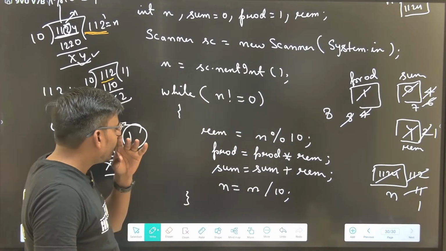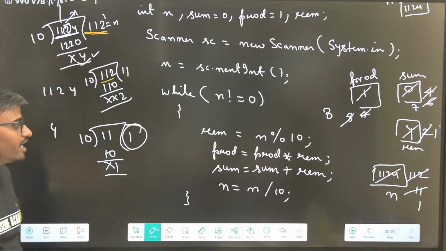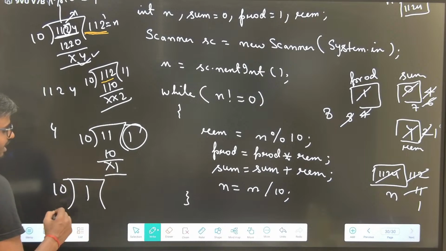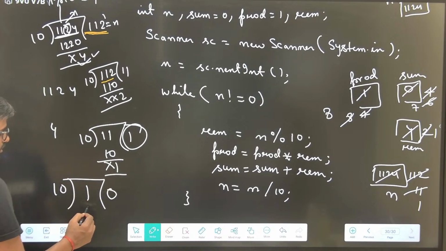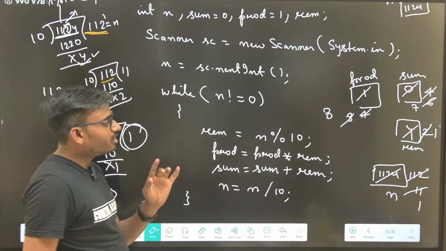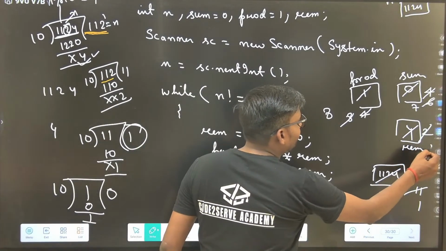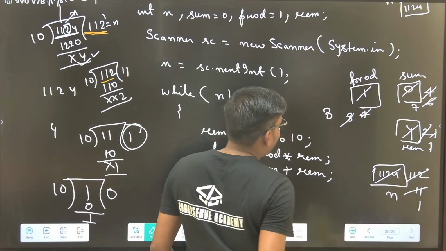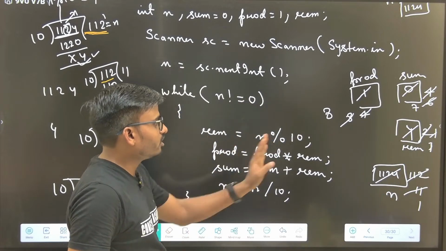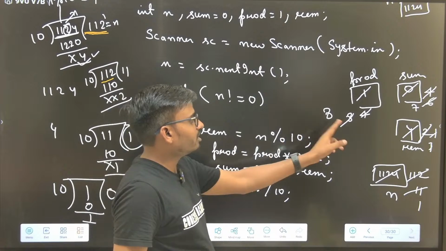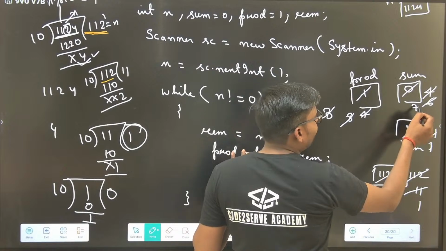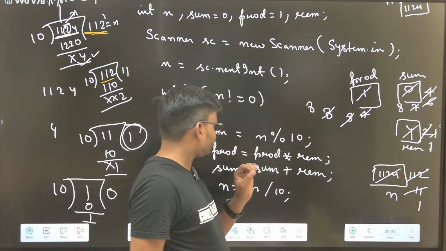Again you go up, again you have to find remainder, n modulus 10. So if you divide 1 by 10, that is 10 zeros are 0, so you get the remainder as 1. So you got the remainder 1 again. Next, product is equal to product into remainder. 8 into 1 is 8, and sum is equal to sum plus 1. That is 7 plus 1 is 8.